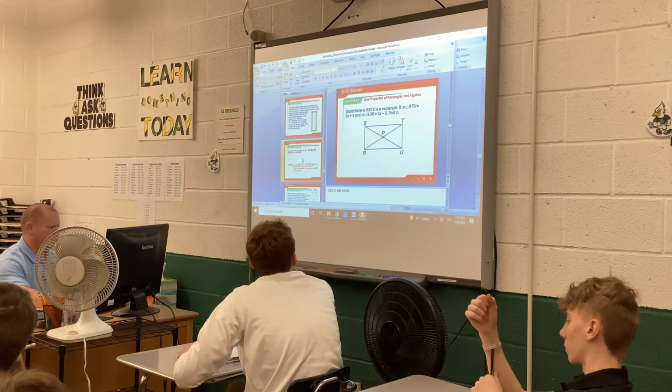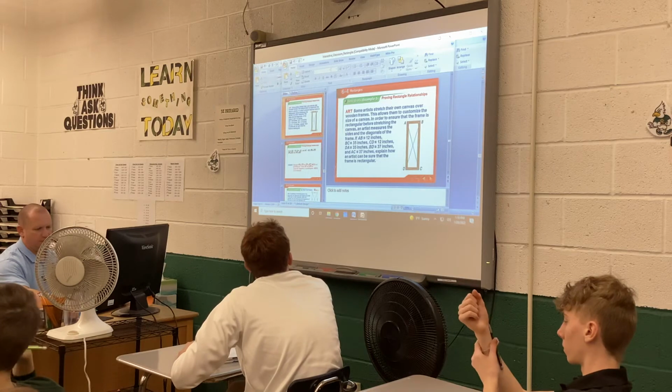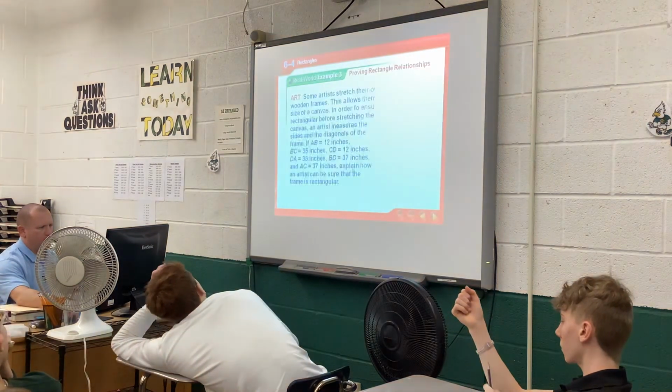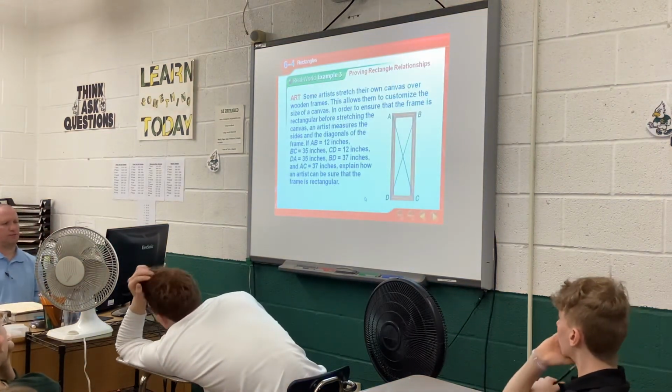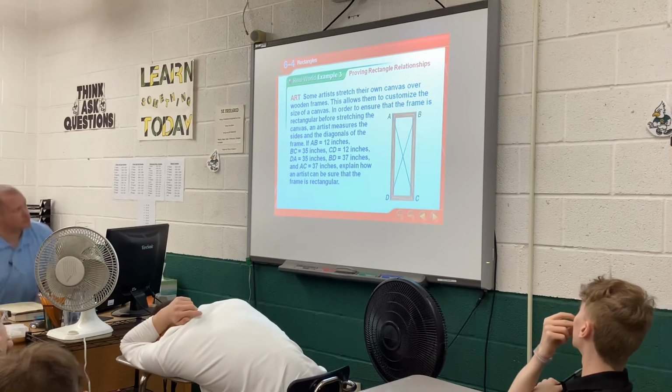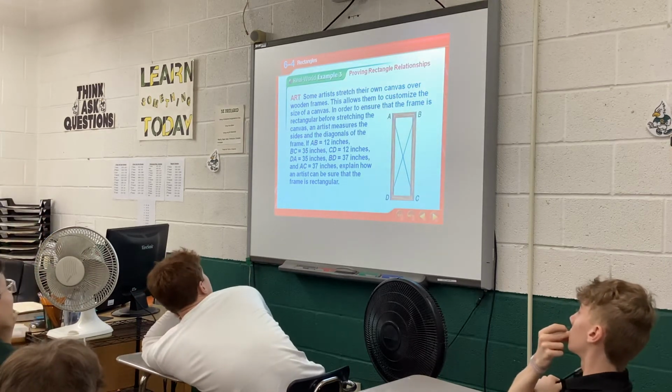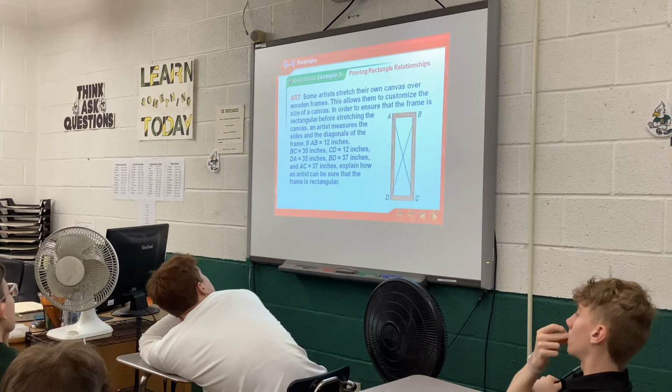Pretty much the same thing. Let's think about this one. I like to show this one because you basically just have to read it and understand. So some artists stretch their own canvas over wooden frames. This allows them to customize the size of the canvas.